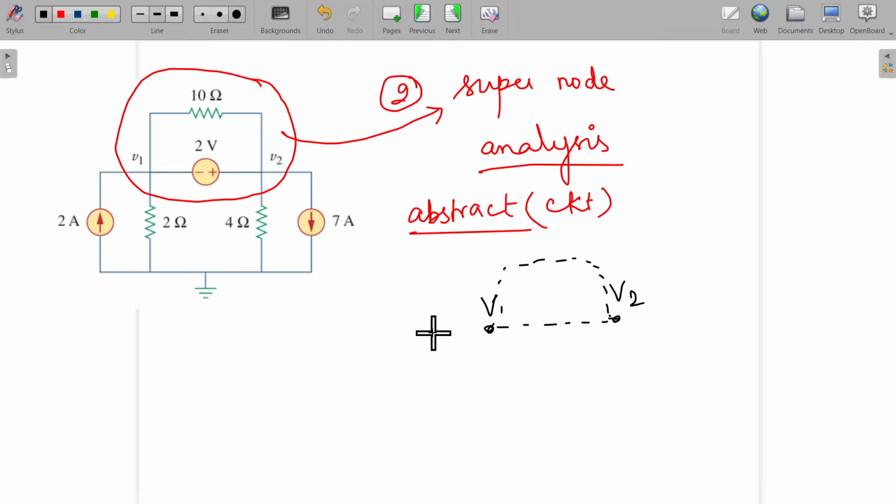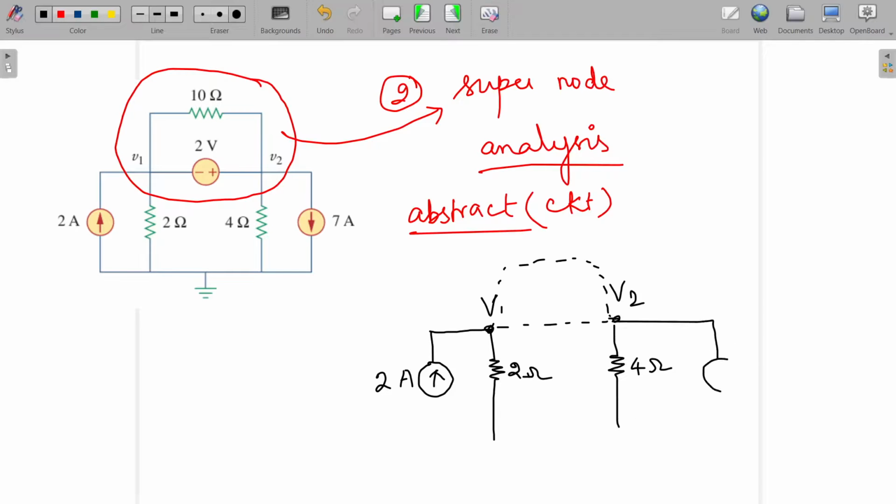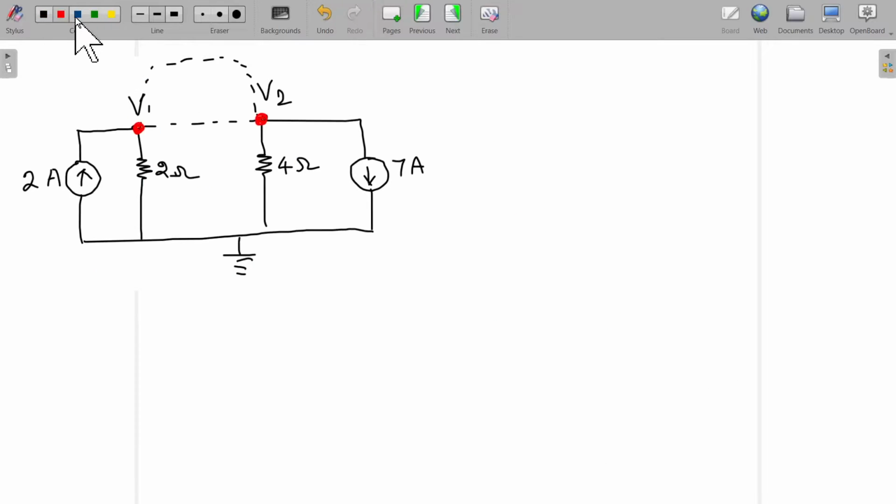After that we can mark the current sources. This 2 amps current source, 2 ohm resistance, this 4 ohm resistance, and then another current source. This is downward direction 7 amps. They all meet at the common point or the reference. So these two are the non-reference nodes V1 and V2. So to this V1 and V2 you can apply KCL. So we start our analysis.